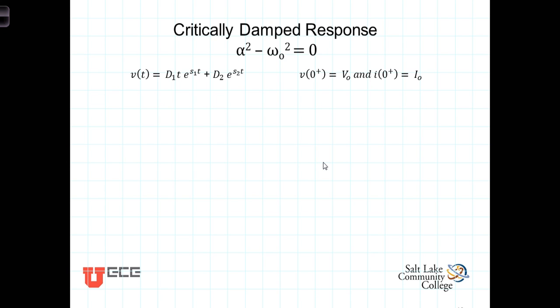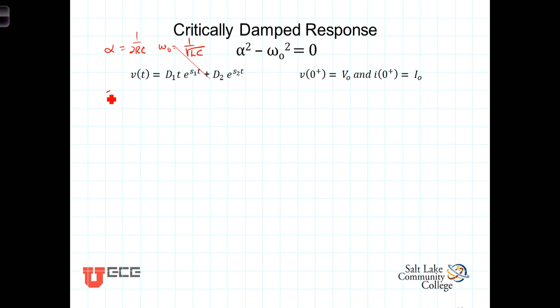In this video, we're going to look at the parallel RLC circuit that is critically damped, or in other words, alpha squared minus omega naught squared equals 0. Recall that alpha for the parallel case is equal to 1 over 2RC, and omega naught is equal to 1 over the square root of LC.